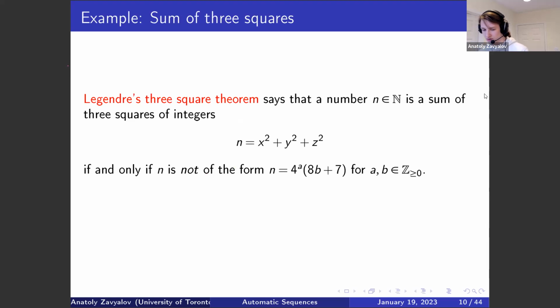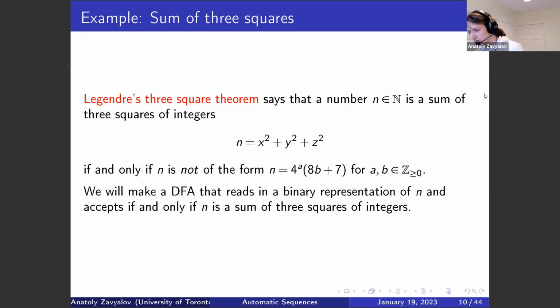So one example we're going to look at is determining whether a number is a sum of 3 squares or not. Legendre's 3-square theorem says that a natural number is a sum of 3 squares of integers if and only if it is not of the form 4 to the a times 8b plus 7, where a and b are non-negative integers. Our goal is to make an automaton that will read in a binary representation of n and accept that binary representation if and only if n is a sum of 3 squares of integers.